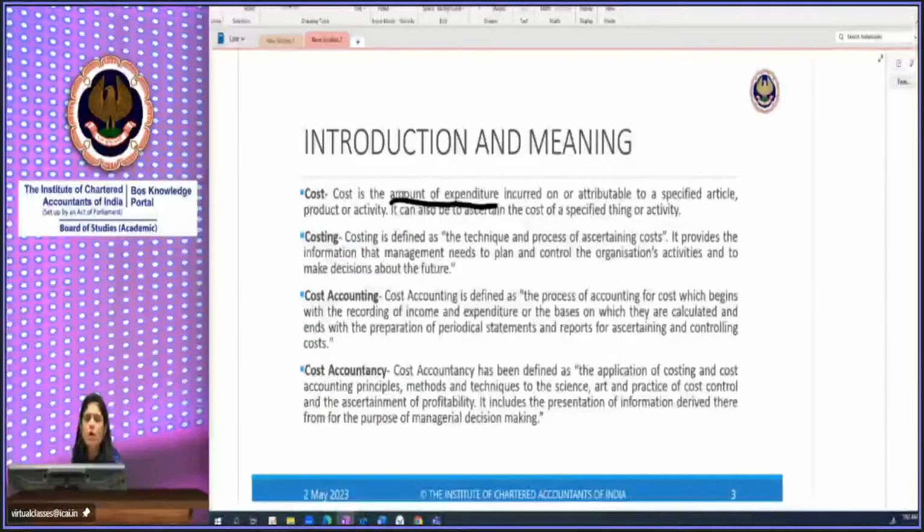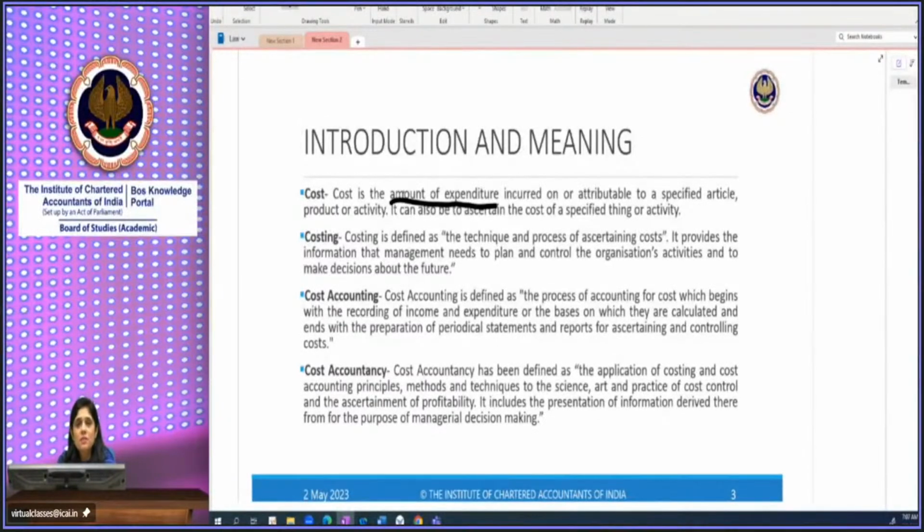All right. Costing. Now, what is costing? Costing is the process of ascertaining cost. Ascertaining cost means calculating of cost, computation of cost. So whatever technique we follow, that is costing. How we will calculate the cost, that is costing. So it provides the information that management needs to plan and control the organization's activities and to make decisions about the future. So basically costing helps in calculation of cost. And once we calculate cost, it's very important for management decision making and for other users of the organization.